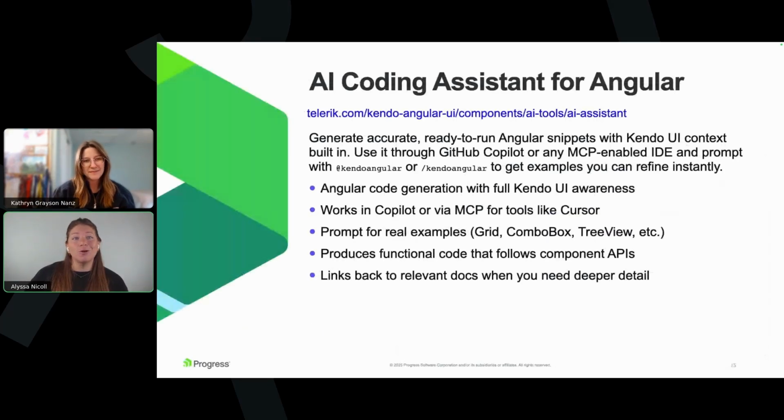Check it out. Also, in the realm of AI helpers, last quarter, we improved the AI coding assistant for Angular. You can use it in Copilot or any MCP-enabled IDE and get ready to run Angular snippets with full Kendo UI context, which is just beautiful. That knowledge of our documentation, our APIs, the proper way and the latest way is so handy. Just prompt with Kendo Angular and ask for a grid, a combo box, a tree view, whatever you need, and refine from there.